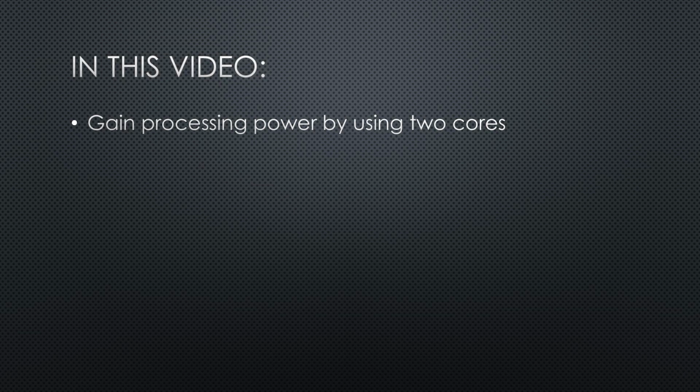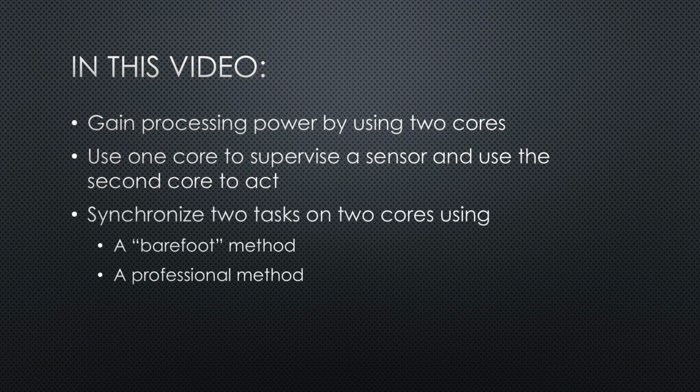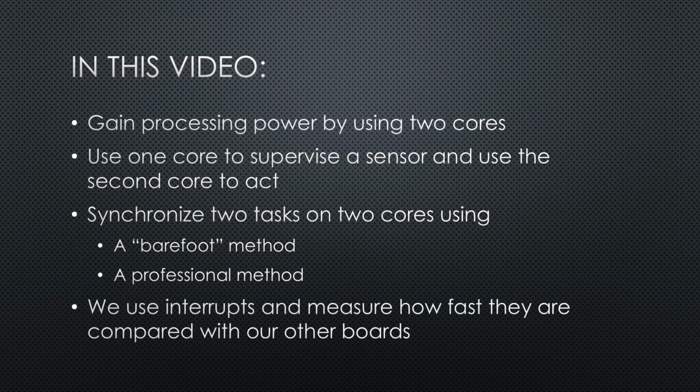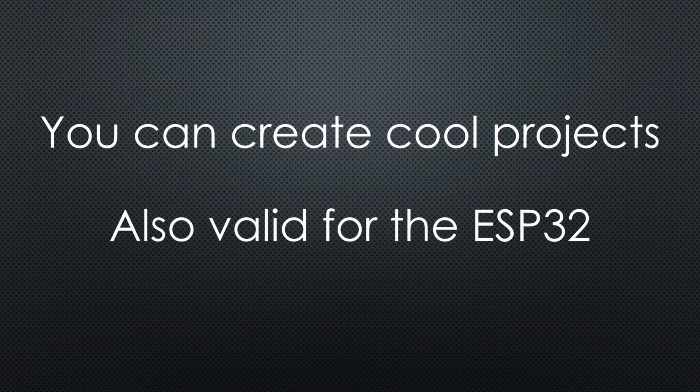In this video, we will gain processing power by distributing the load to two cores. Use one core to supervise a sensor at full speed and use the second core to act accordingly. Synchronize two tasks running on two cores using a barefoot and a professional method. Just because we can, we also learn how to use interrupts on the Pico and measure how fast they are compared with our other boards. With this knowledge, you should be able to create all sorts of cool projects using the Pico. And as a benefit, this knowledge can be used for the ESP32, which also has two cores.